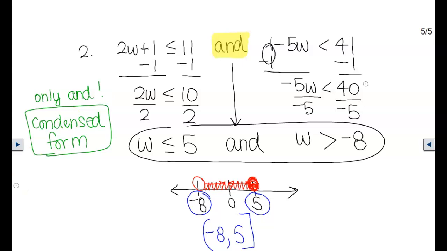Now here's how you do that. Take your two inequalities. We have w less than or equal to 5, w greater than negative 8. And what I want you to do is find the one that has the smaller number in it. The smaller number is negative 8. So you're going to take w is greater than negative 8, and you're going to flip that. So instead of w greater than negative 8, you're going to write that as negative 8 is less than w.